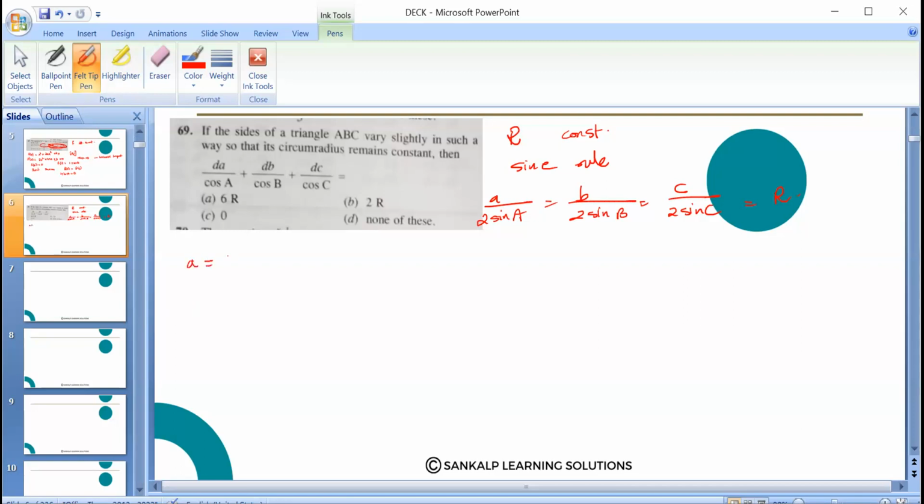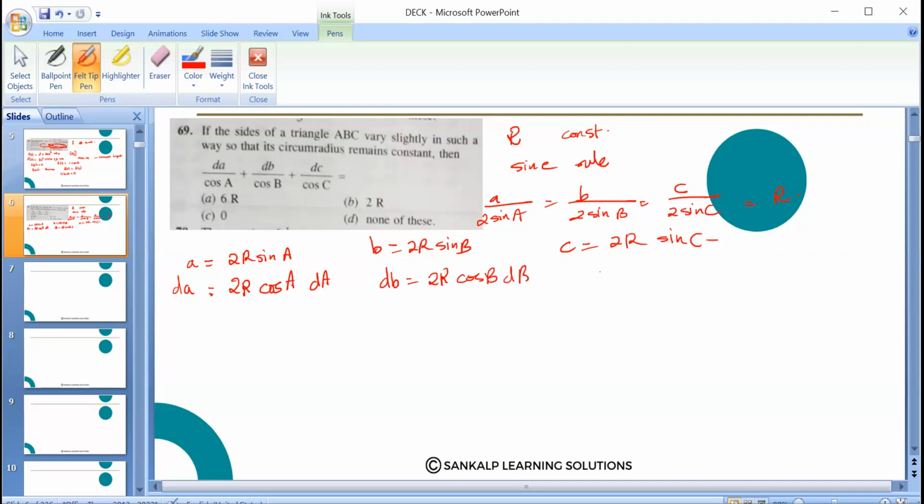So we can say A is 2R sine A. B is 2R sine B. C is 2R sine C. And then dA derivative will be 2R. Sine A derivative is cos A dA. Derivative dB is 2R, which is a constant, cos B dB. Derivative of C is 2R constant, cos C dC.